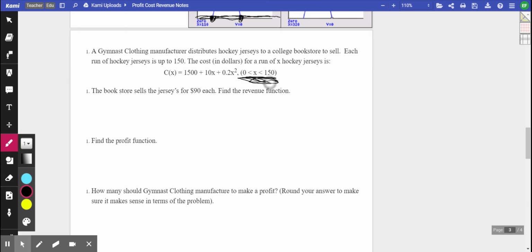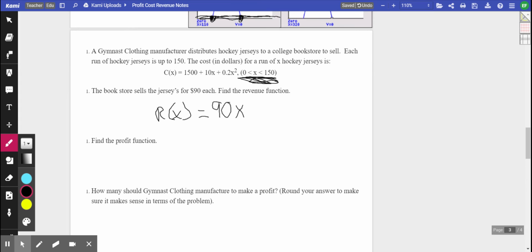That's a restriction upon our domain. So we just have to keep that in the back of our minds as we're going through and answering this question. The bookstore is able to sell the jerseys for $90 each. Well, then our revenue is determined when we multiply the cost for the jerseys by X, the number of jerseys that we sell. So that's it.